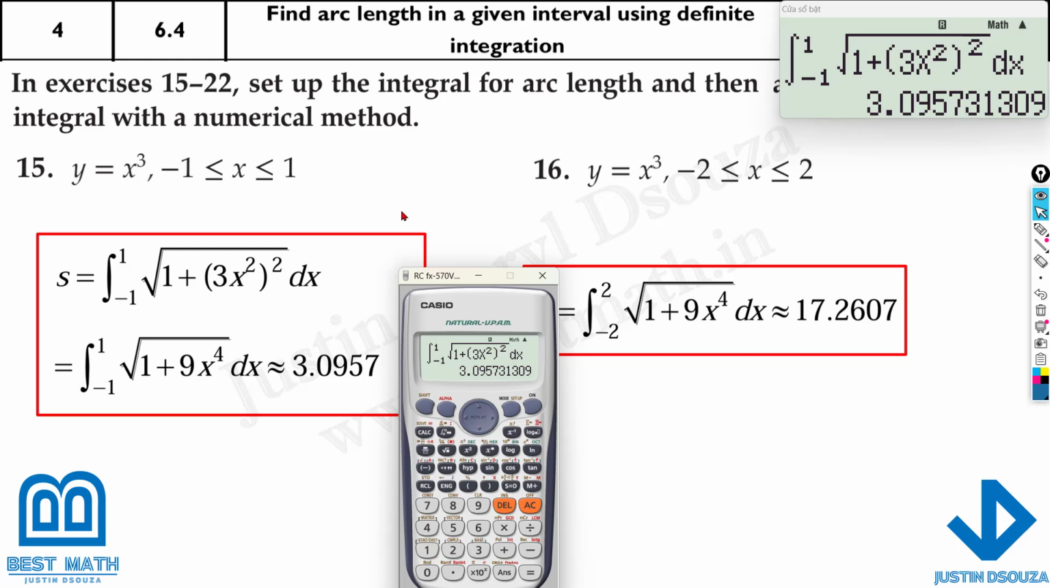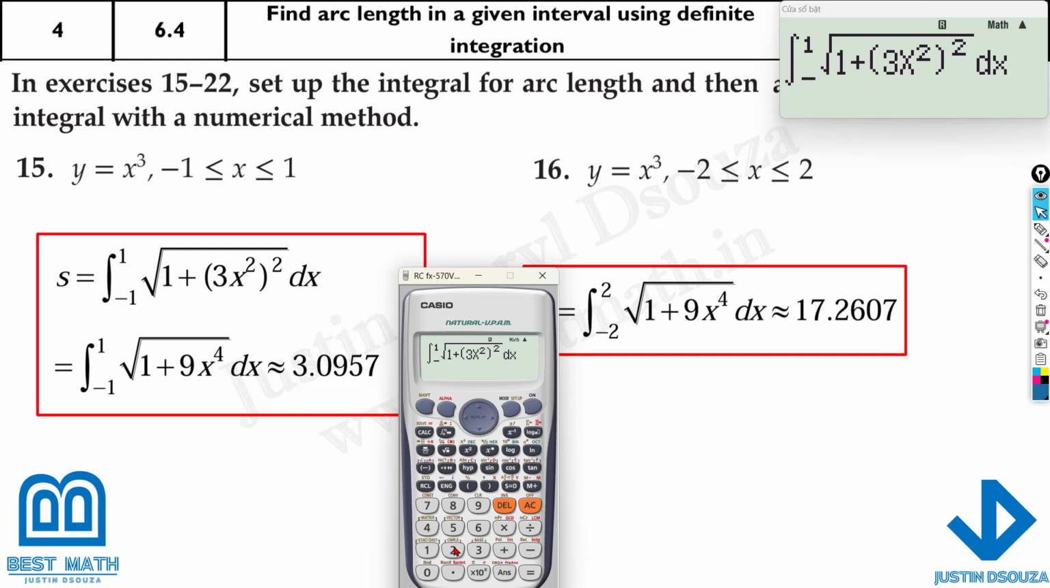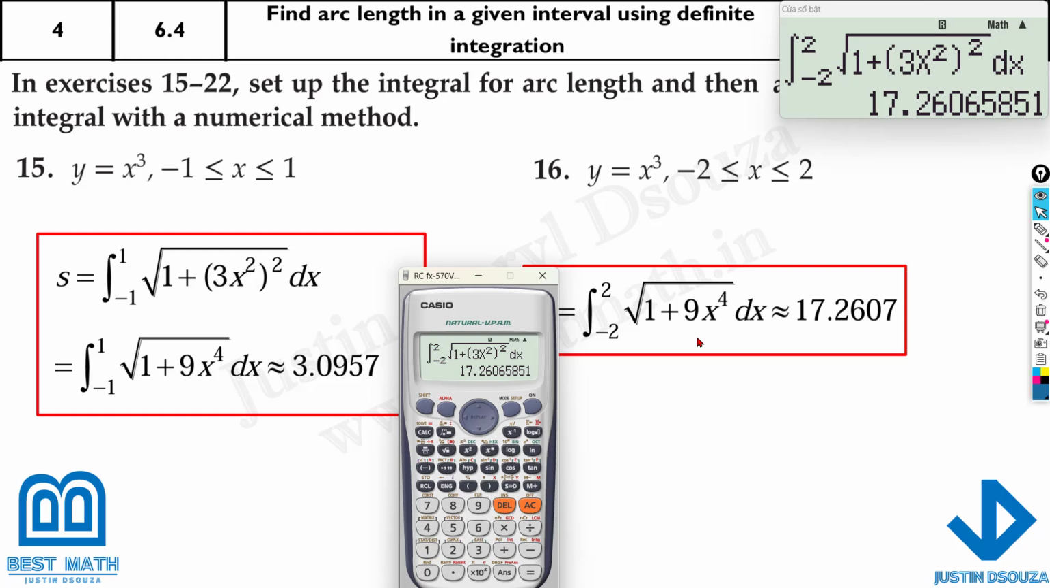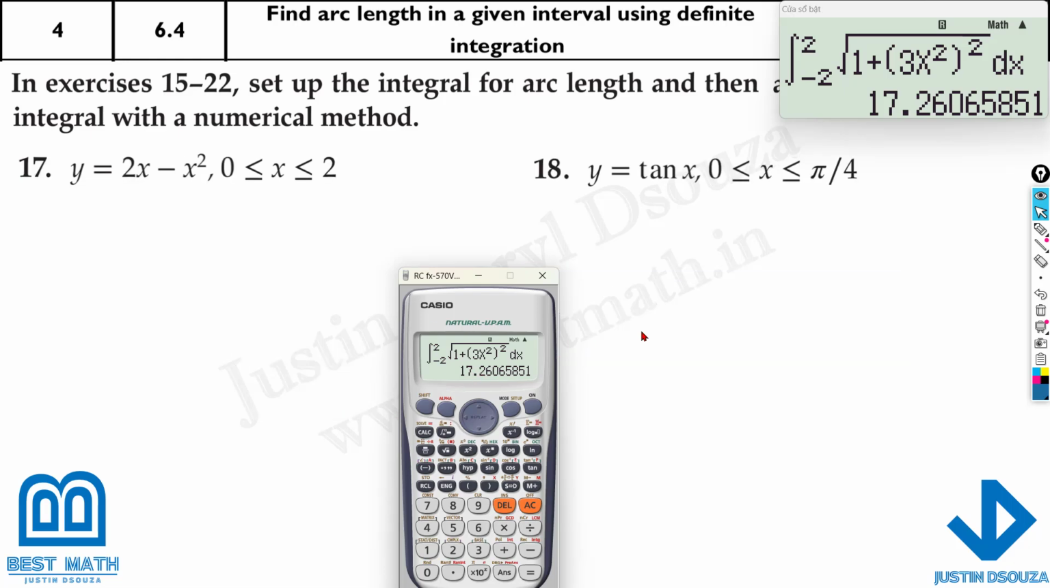See, now this is the same thing, same equation, but only the limits vary. So let's try the limits. So here we go, it's minus 2 to 2. And you can see the answer is 17.26. It will take time in your calculator because this is a computer simulation. It is very quick. With the manual calculator, it takes time. Give it maybe 20 seconds, 30 seconds, and you will get the answer.